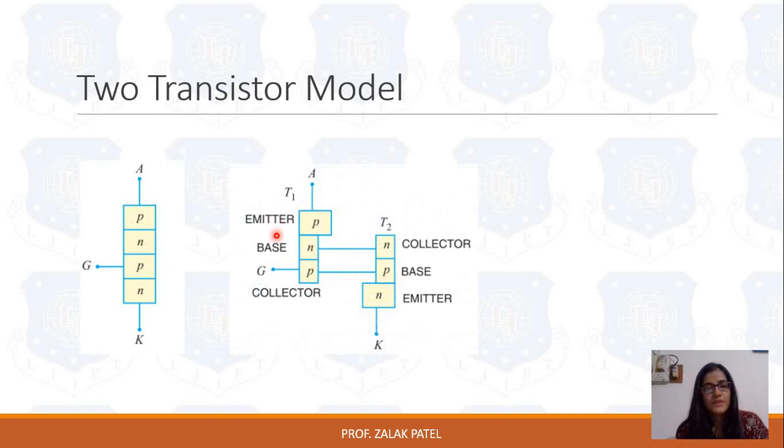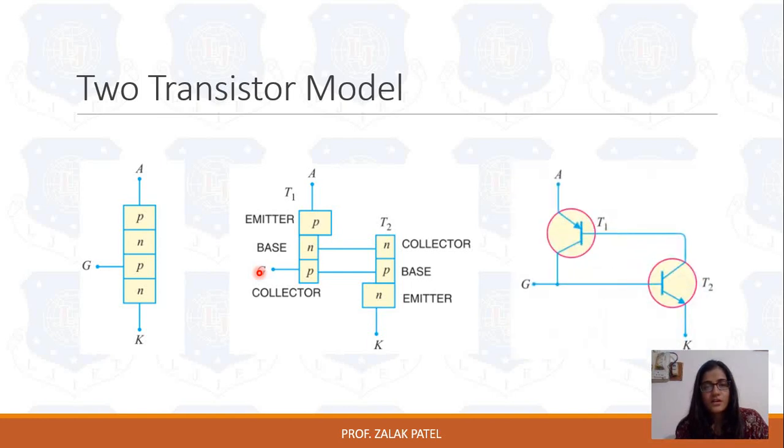Here PNP emitter, base and collector form the first transistor T1, and the other collector, base and emitter terminals form the second transistor T2. The gate terminal is used as the control terminal. If we see it as a transistor model, it looks like this. This arrow shows that this is a PNP transistor, and this is an NPN transistor. So how does it operate as a two transistor model? Let's discuss the operation of SCR as a two transistor model.